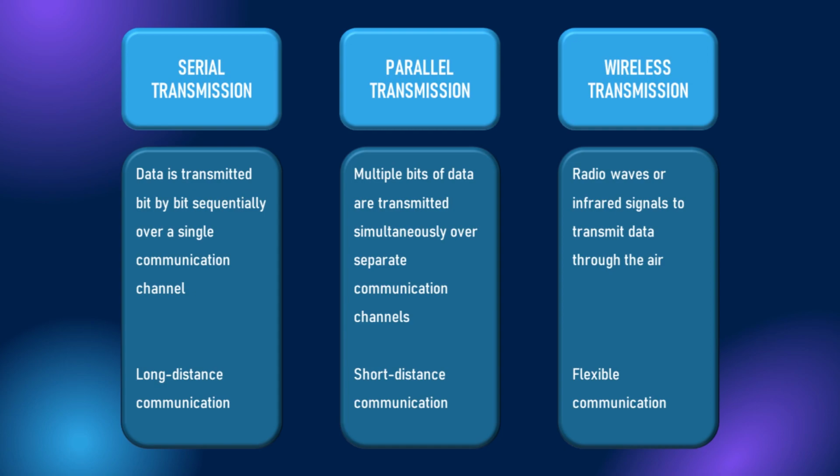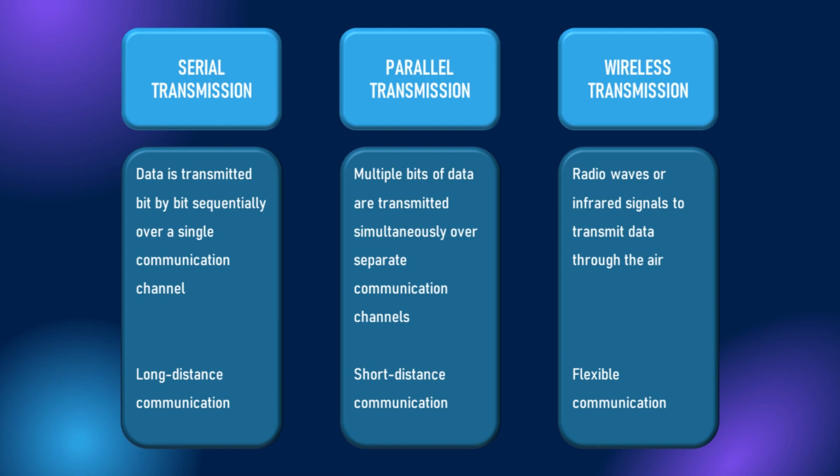Parallel transmission. In parallel transmission, multiple bits of data are transmitted simultaneously over separate communication channels. It requires more wires and is typically used for short-distance communication. Examples of parallel transmission include printer ports and memory buses.